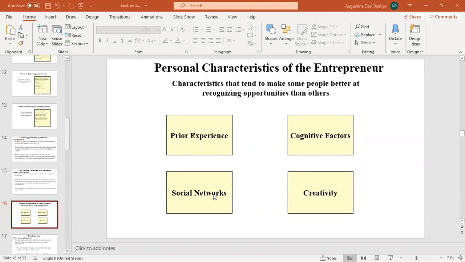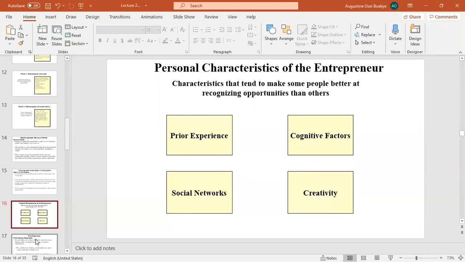Then the issue of creativity. Entrepreneurs have also been characterized as people who have a beautiful mind, in the sense that sometimes they are able to look at things from a different perspective, which ordinarily a non-entrepreneur would take for granted. So because of that ingenuity aspect of their fault finding, we say they tend to be what? Creative.